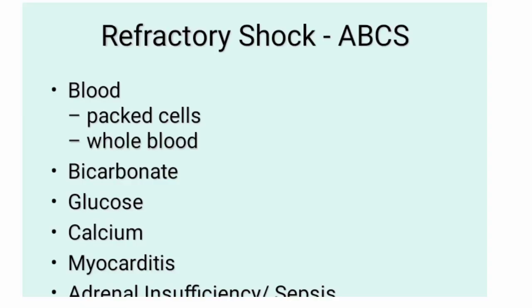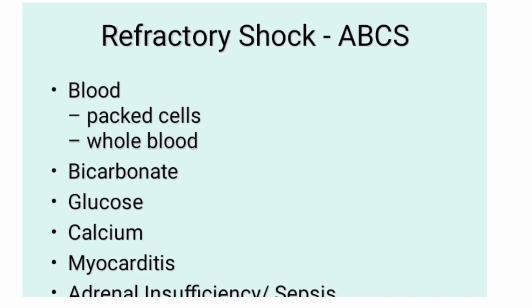So a dengue patient can have refractory shock, that is, shock that will not respond to your fluid therapy. So what will you look for in that patient and how will you manage that patient? For that patient you will check his blood. The patient may need a blood HB transfusion, may be anemic. The patient may be in acidosis, so may need bicarbonate therapy. The patient may be hypoglycemic and may need glucose. The patient may be hypocalcemic and may need calcium. The patient may have myocarditis, adrenal insufficiency, or sepsis.